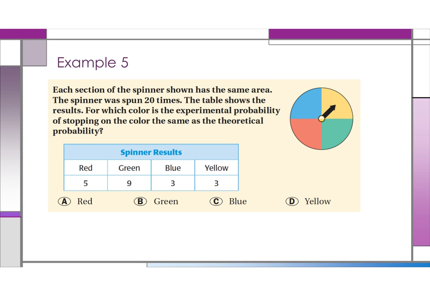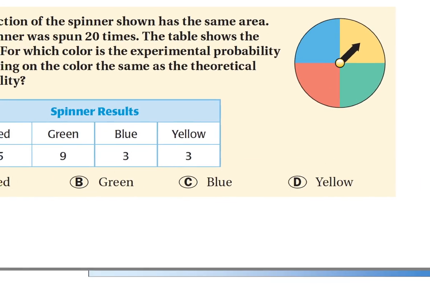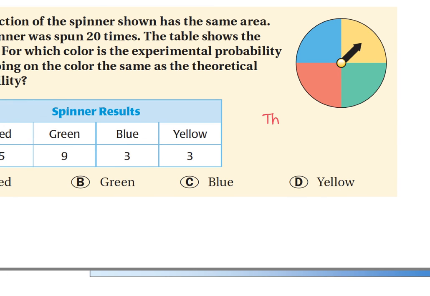Last example. Each section of the spinner shown has the same area. The spinner was spun 20 times. The table shows the results. For which color is the experimental probability of stopping on the color the same as the theoretical probability? So what we're going to calculate first is theoretical. So let's write down theoretical. This is if it was equally likely to hit anywhere on the board.